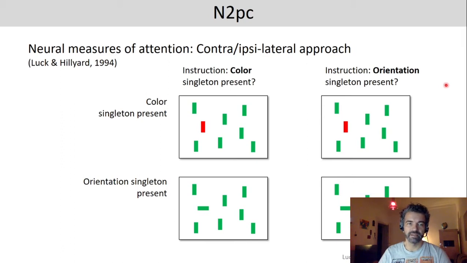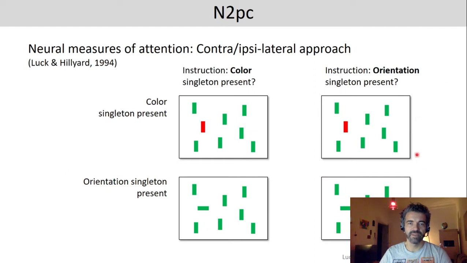in 1994. They used a visual search task where participants in some blocks, the ones on the left-hand side here, had to look for a color singleton. So they had to indicate whether there was a red bar or not. So this would be a target present trial, and this would be a target absent trial.